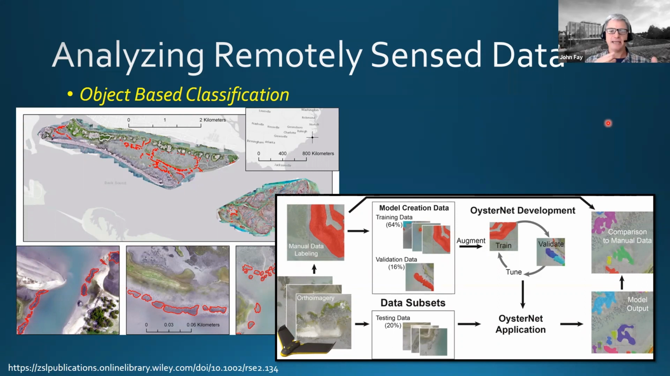Those satellite images typically are like 30 meter by 30 meter pixels, so pretty big. With drones, of course, you can get much finer data. This is 2.2 centimeter data flown over one of the Outer Banks Islands. And what Dave is looking at is oyster reefs.